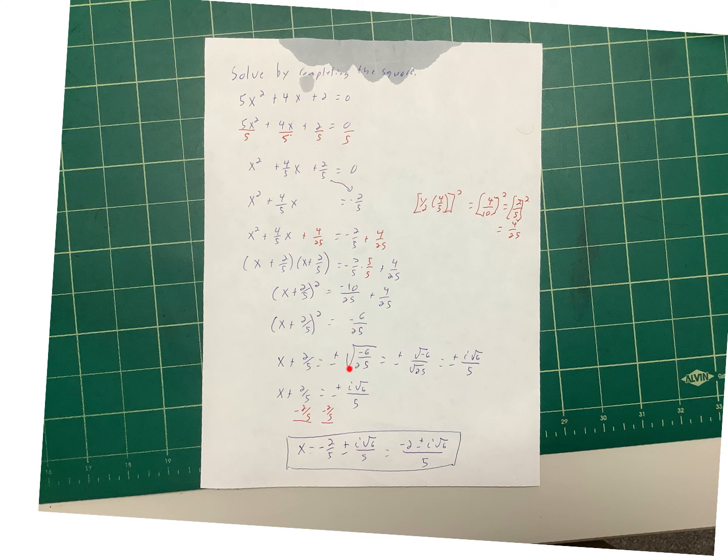So it'll be plus or minus the square root of negative 6/25. Apply the quotient rule. The square root of negative 6 is i times the square root of 6, and the square root of 25 is 5. So it gives you this. Subtract 2/5 from each side. Since we have a common denominator, we can write it this way also.